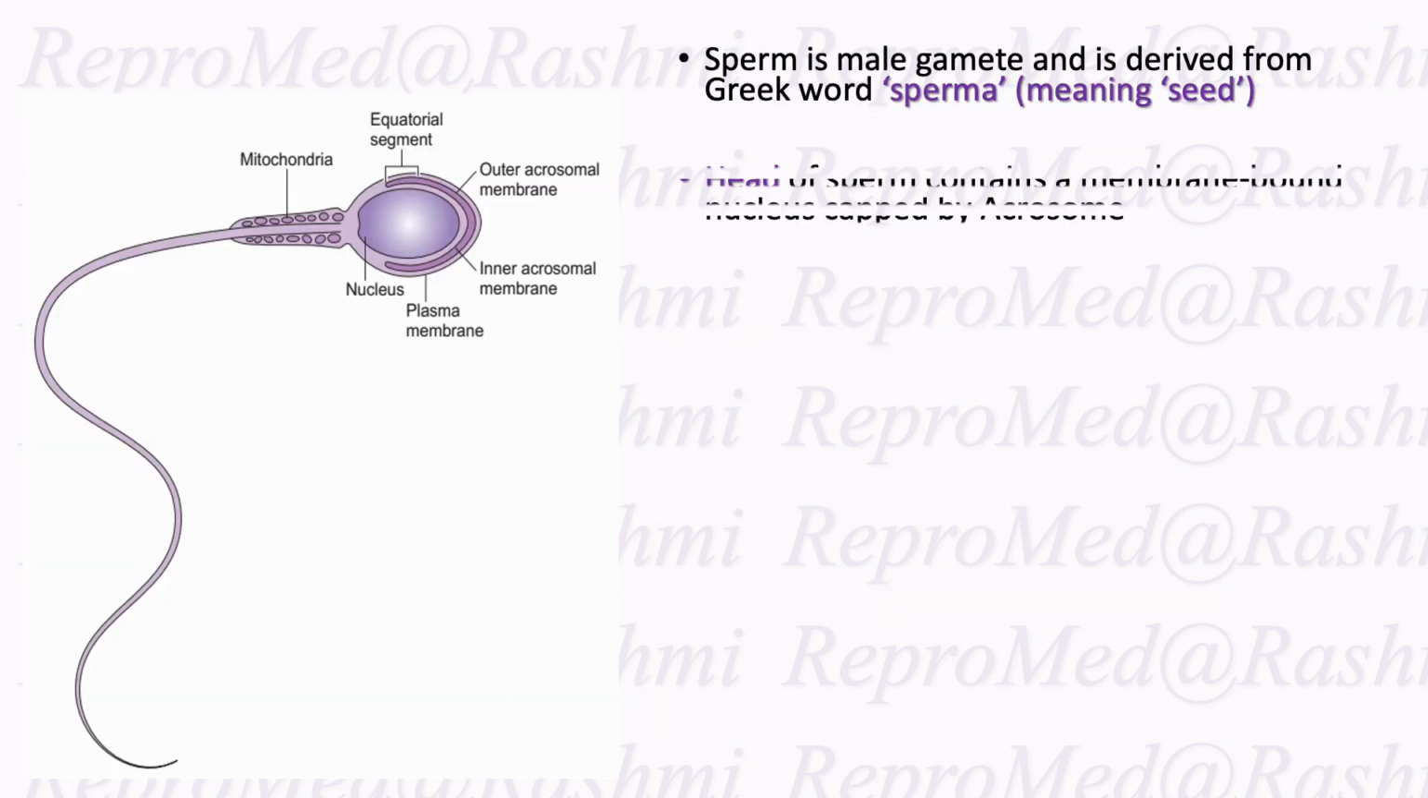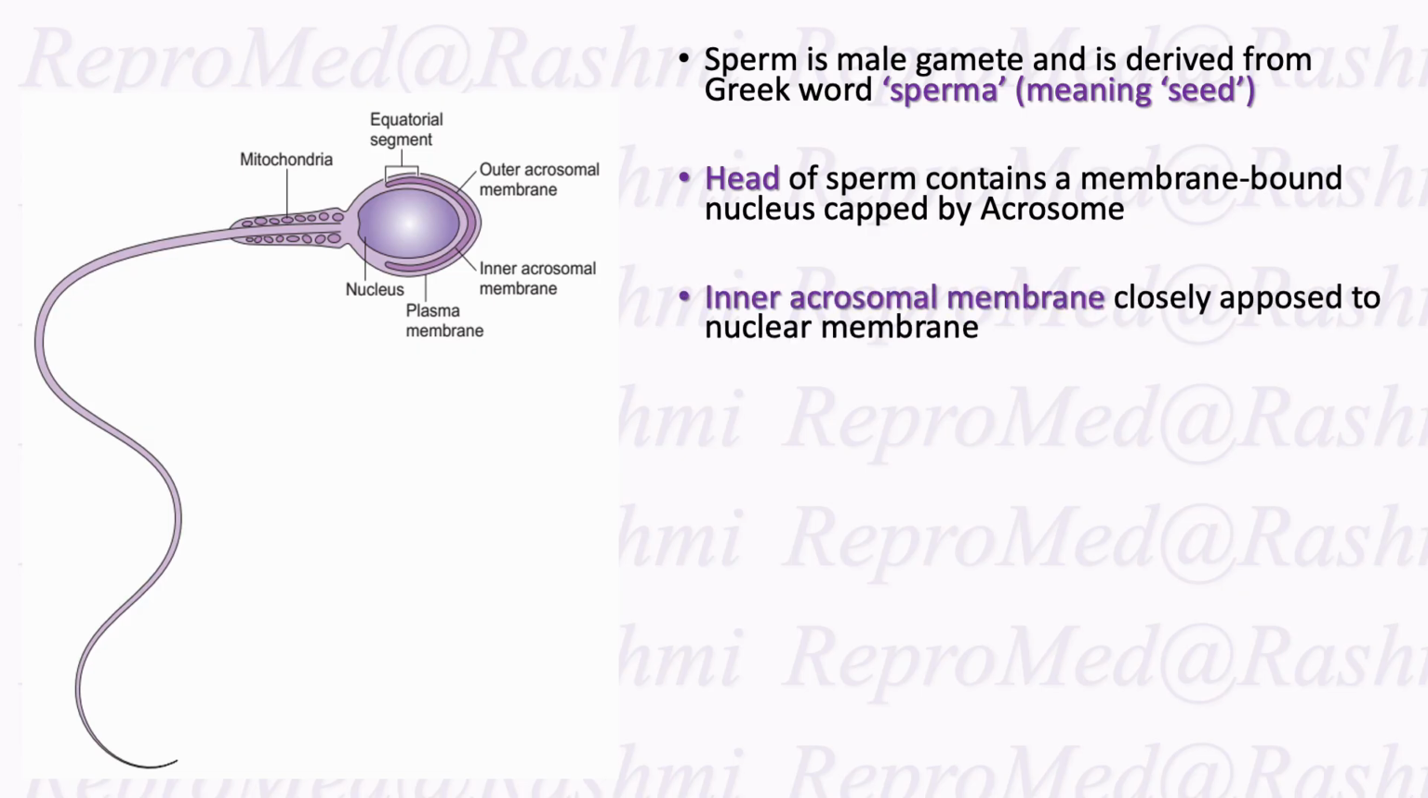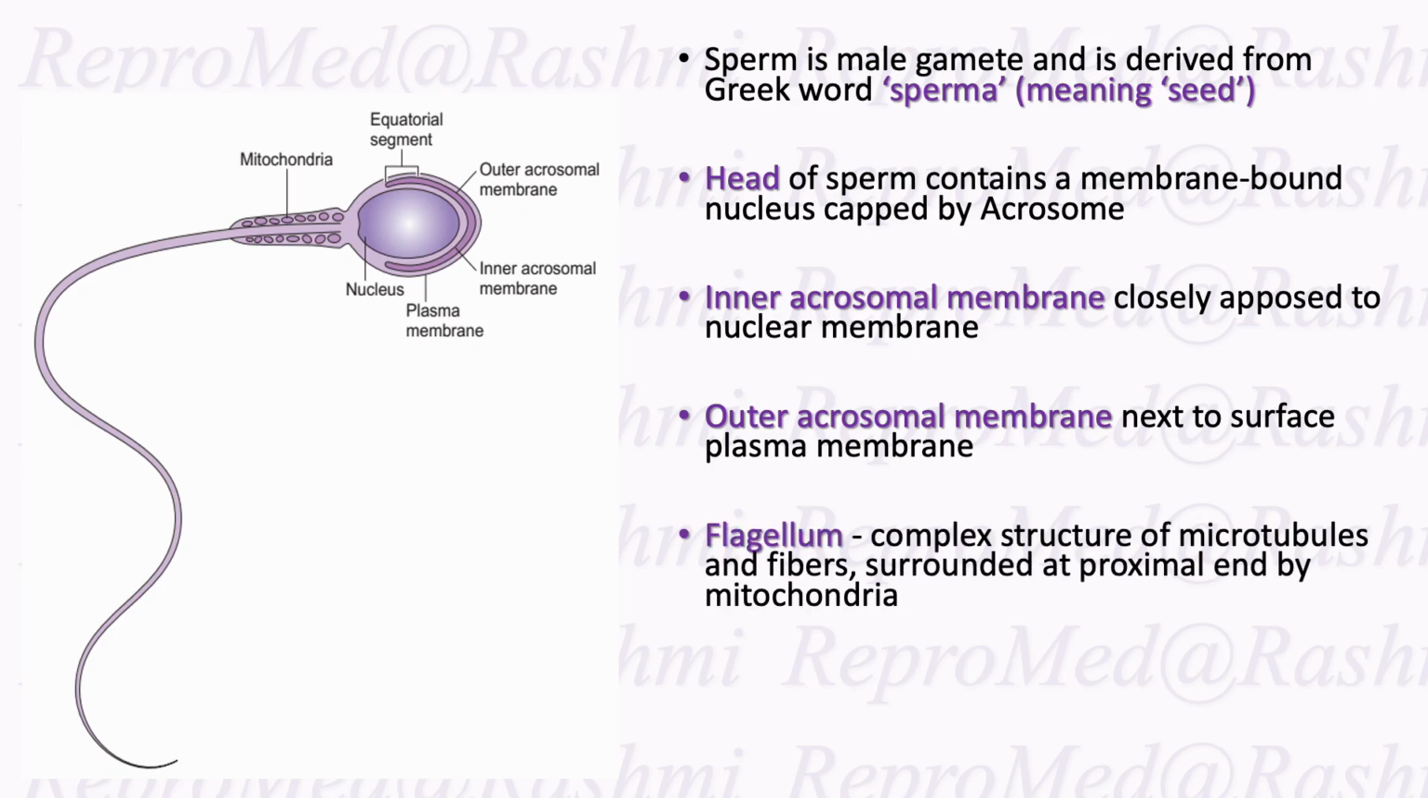So, sperm is a male gamete and is derived from the Greek word sperma, which means seed. The head of the sperm contains a membrane-bound nucleus capped by the acrosome. The inner acrosomal membrane is closely opposed to the nuclear membrane. The outer acrosomal membrane is next to the surface plasma membrane. The flagellum is a complex structure of microtubules and fibers surrounded at the proximal end by mitochondria.